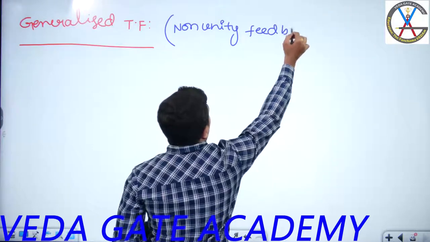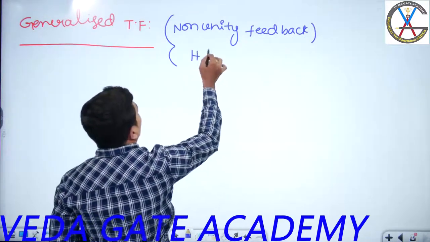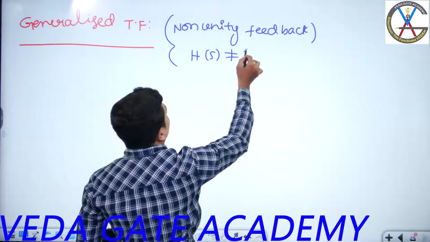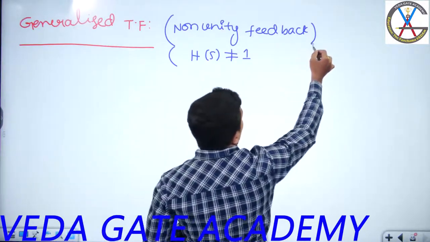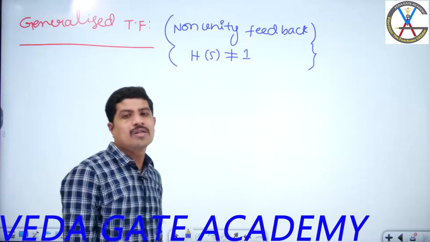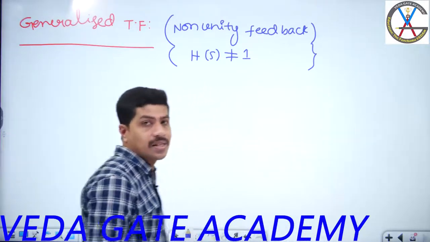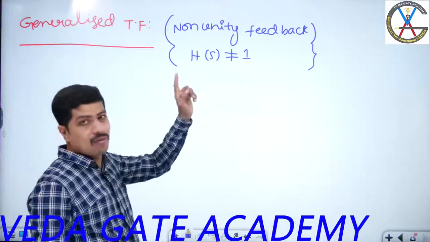Non-unity feedback. What does it mean by non-unity feedback? That is, H of s is not equal to 1. In the feedback path, what we have is H of s. If H of s equals 1, then that system is called a unity feedback system. If H of s is not equal to 1, that is called a non-unity feedback system. Equal to 1, unity feedback. Not equal to 1, non-unity feedback.